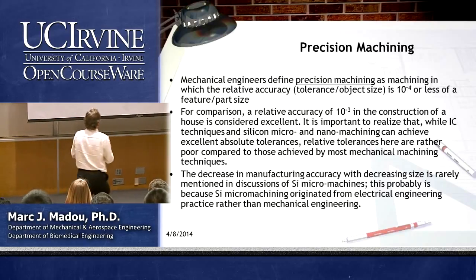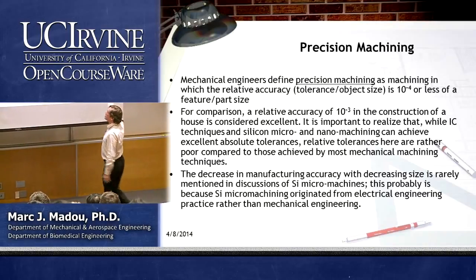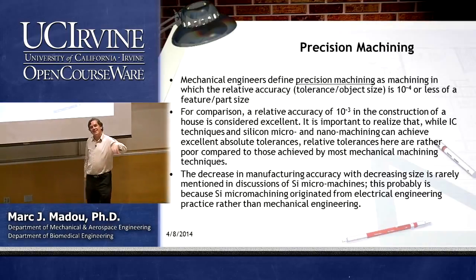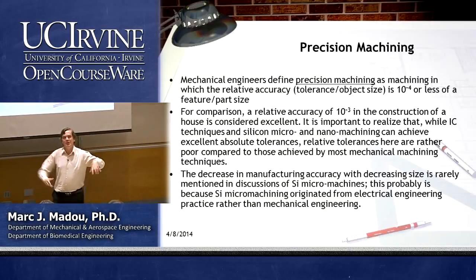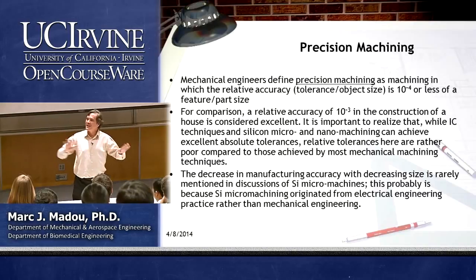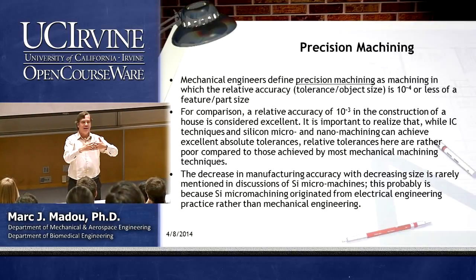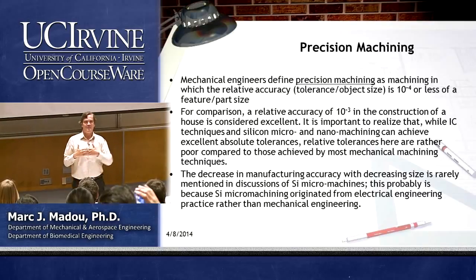The decrease in manufacturing accuracy with decreasing size is rarely mentioned. And you know why that is actually? Because electrical engineers dominated the IC world, and they ain't thinking very much in relative tolerances. It's kind of different jargons. So putting electrical and mechanical engineers together, you can have some funny conversations.